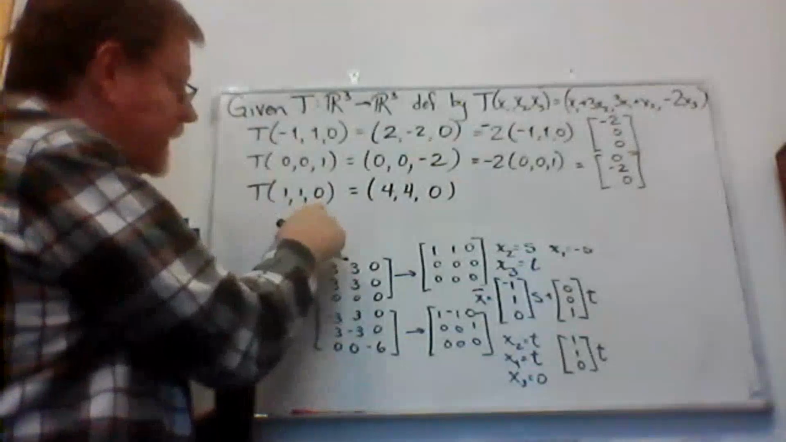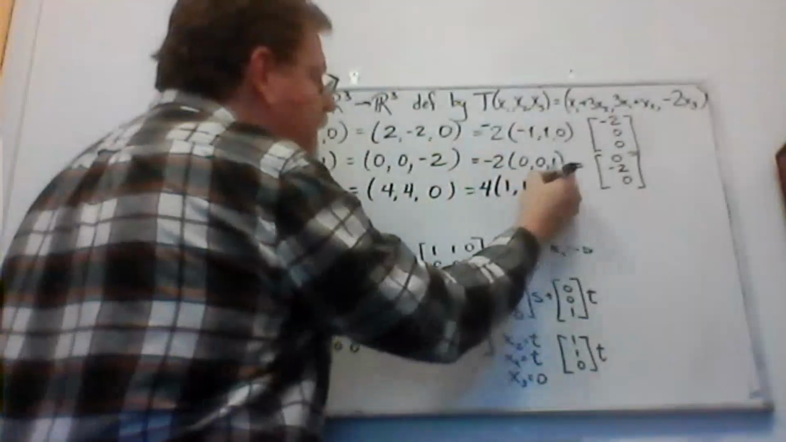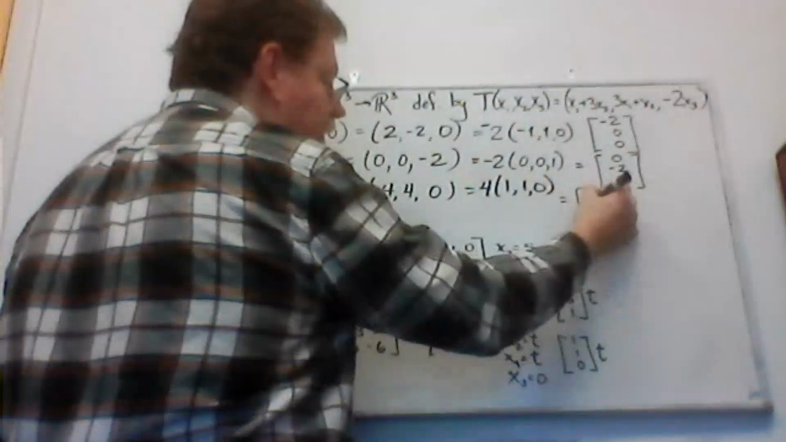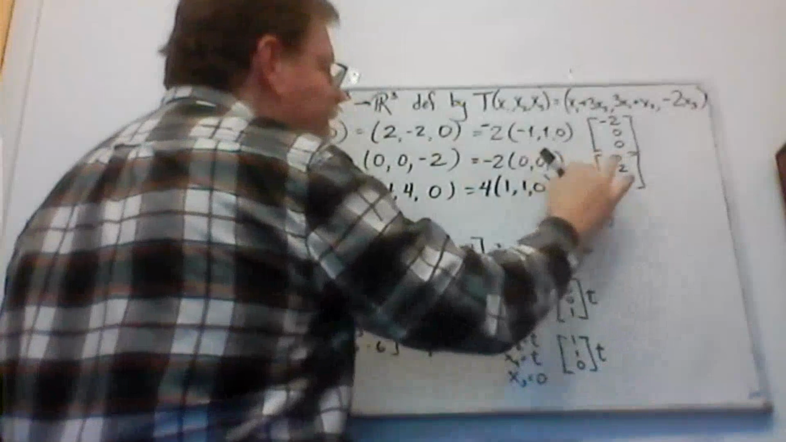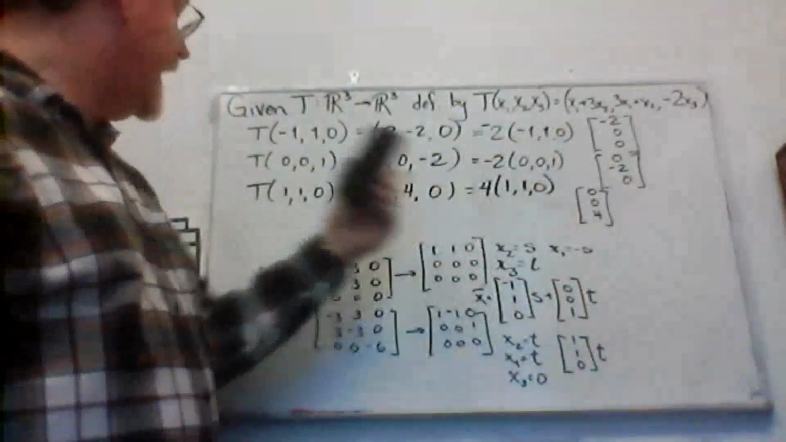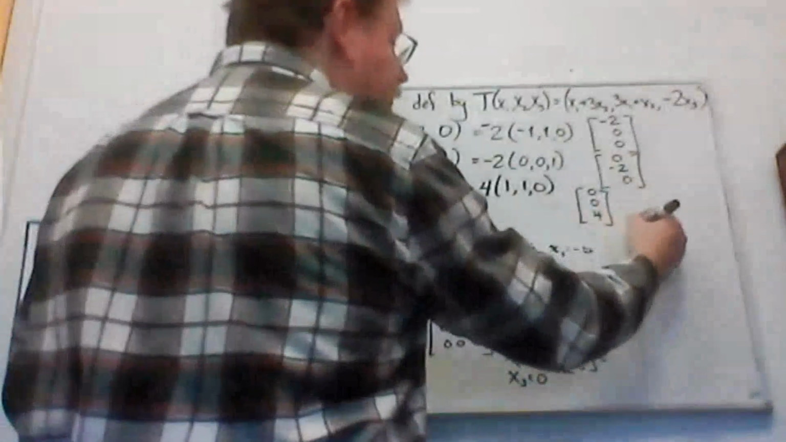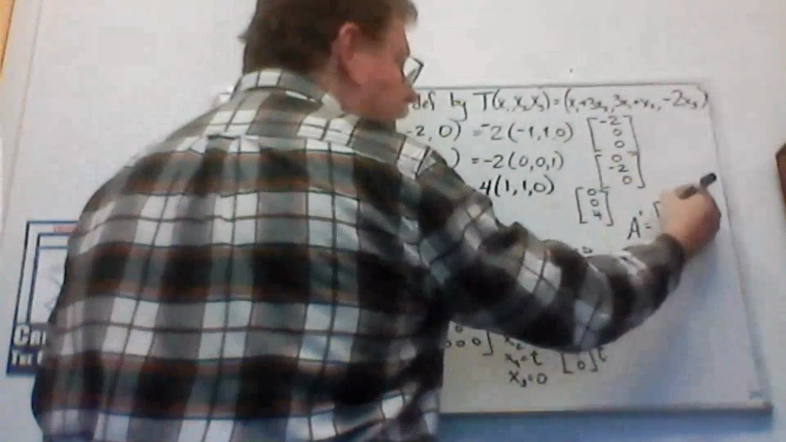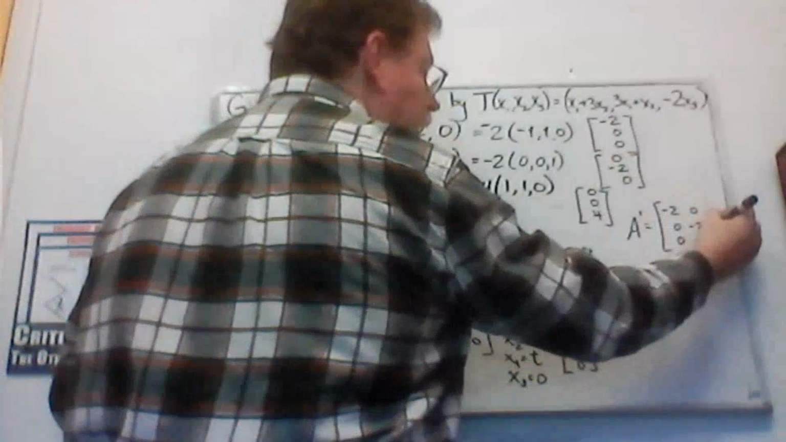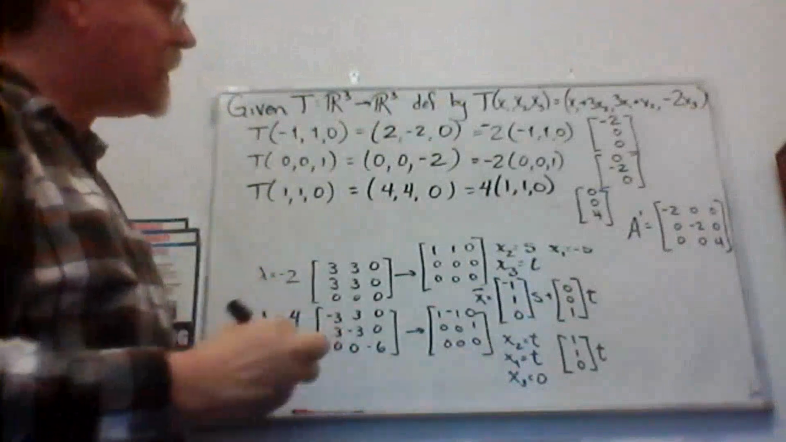What about this one? 1, 1, 0, 4, 4, 0. Hey, I could take 4 times 1, 1, 0 and get that. So here we get the coordinate matrix there, which is 0, 0, 4, because it just takes 4 of this last one to make it. And so the matrix that we would get is formed by those vectors as columns.